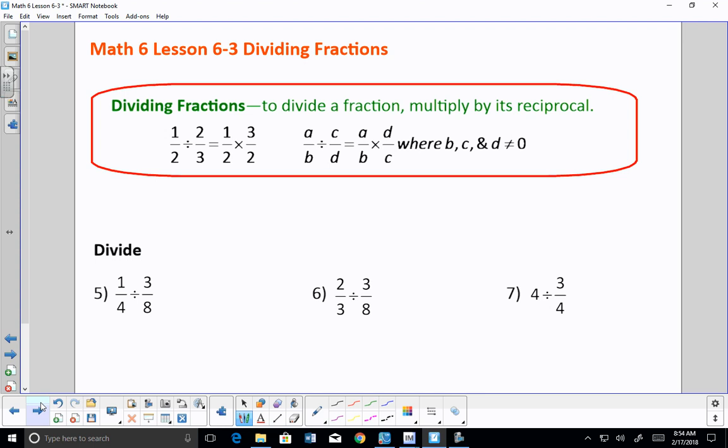That's a lot of fractions to try to figure out. If I have it algebraically, a over b divided by c over d equals a over b times d over c, where b, c, and d cannot equal 0. Because b is on the bottom, c is on the bottom, and d is on the bottom, and you can't divide by 0. We've talked about division by 0. It's impossible. You cannot divide by 0. Remember my brownie example.